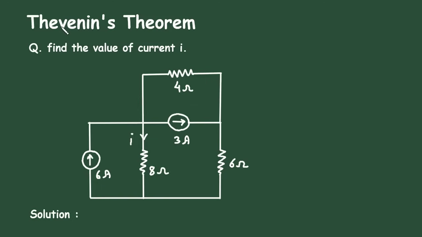Thevenin's theorem. Question: Find the value of current I by using Thevenin's theorem. Here in this circuit, we have to find the value of this current I by using Thevenin's theorem. First of all, let's copy this circuit.